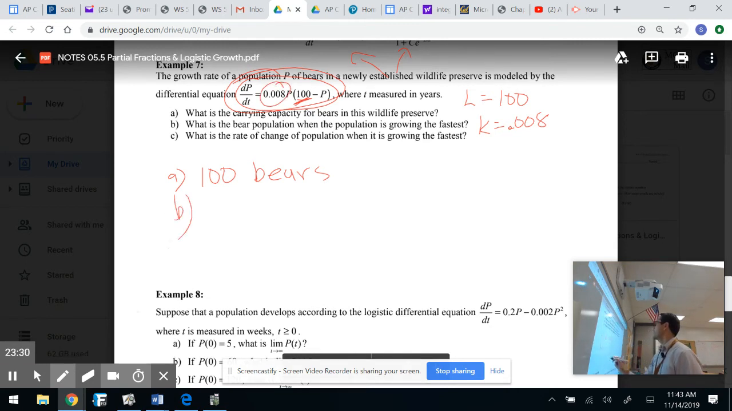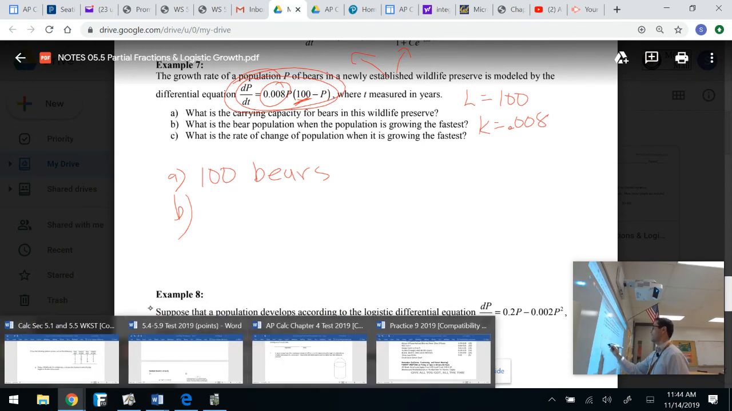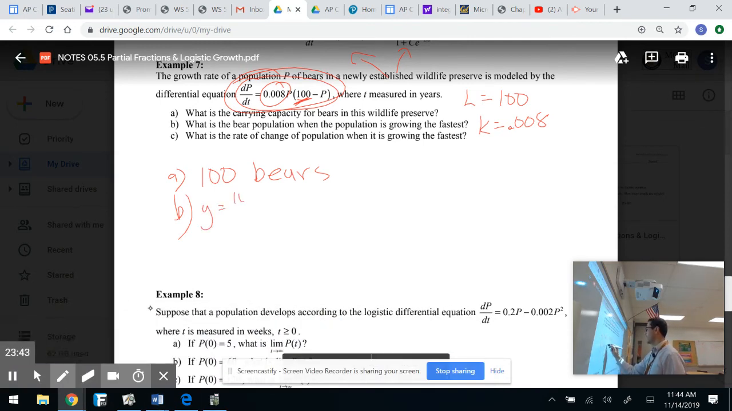All right, B. What is the bear population when the population is growing the fastest? Well, what is the bear population? That's just a Y value, and it's just my carrying capacity divided by 2. So what is the population? Done. Could I find out where that was? I sure could. Let's answer C.